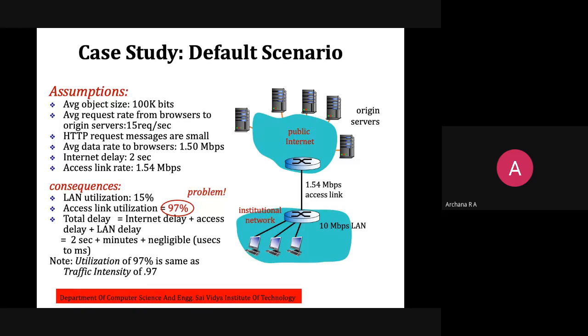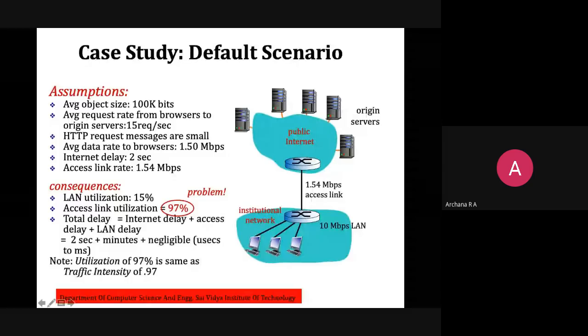But if we consider the local area network, it is just 0.15. Already we have calculated the traffic intensity, it is about 0.15 seconds. So that is also what we are going to consider as the delay. We can consider it as microseconds. It is said to be negligible because microseconds indicates a very small delay. So microsecond, in Unicode we can also represent it like this.